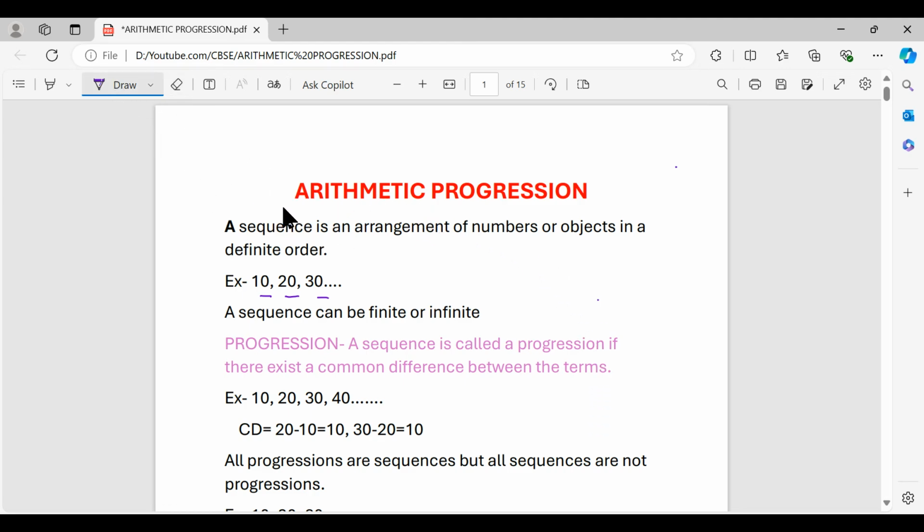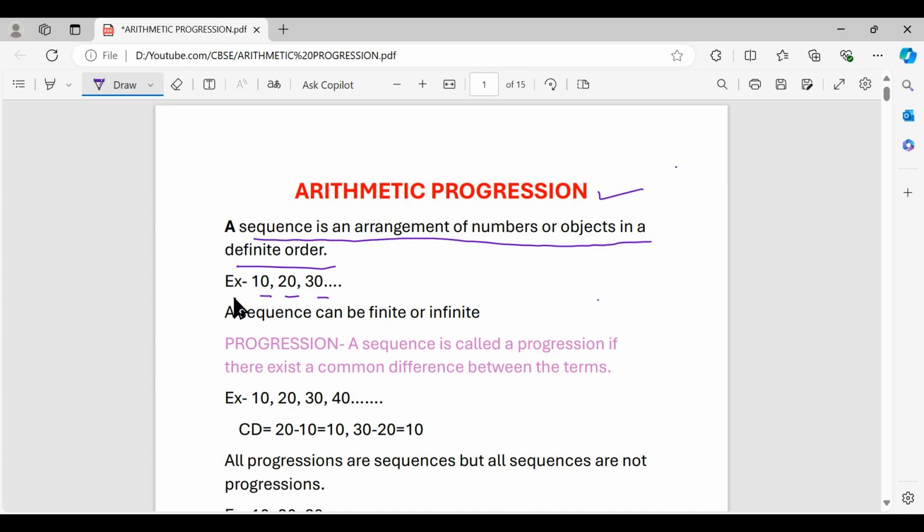In today's class, we will study about arithmetic progression. So let's see what is arithmetic progression and how we call a sequence as arithmetic progression. Let's see what is sequence. A sequence is an arrangement of numbers or objects in a definite order.